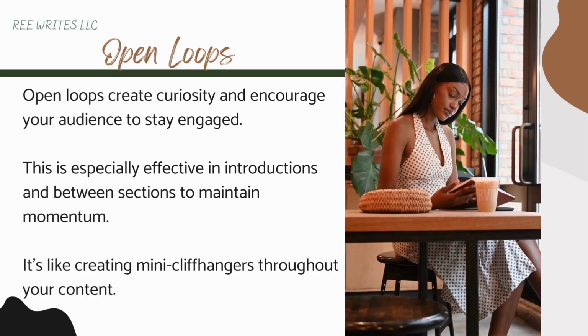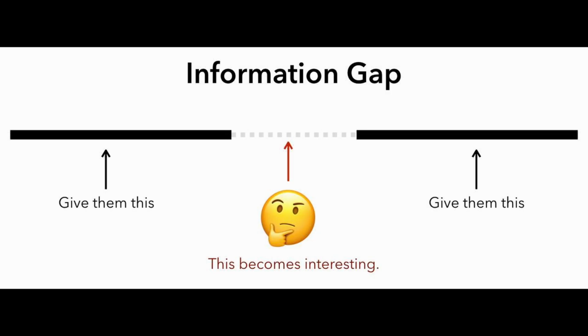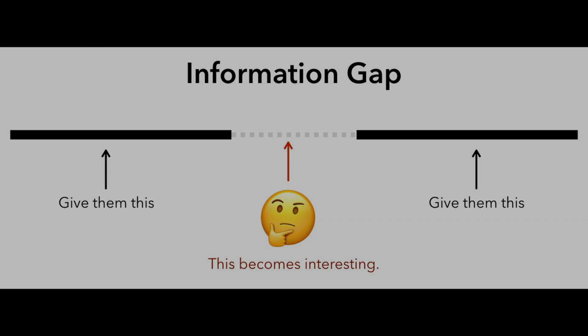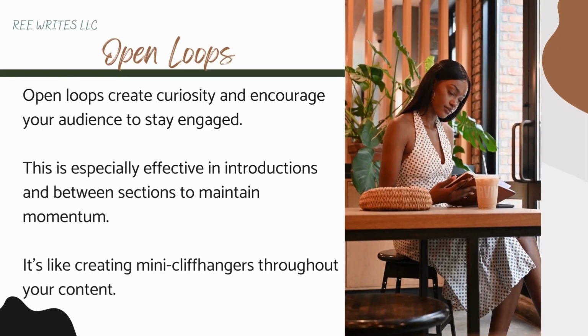And finally, number 6, creating open loops and curiosity. An open loop is a psychological technique where you start discussing something intriguing, but you delay providing the answer until later in the content. This creates curiosity and it encourages readers to keep going.